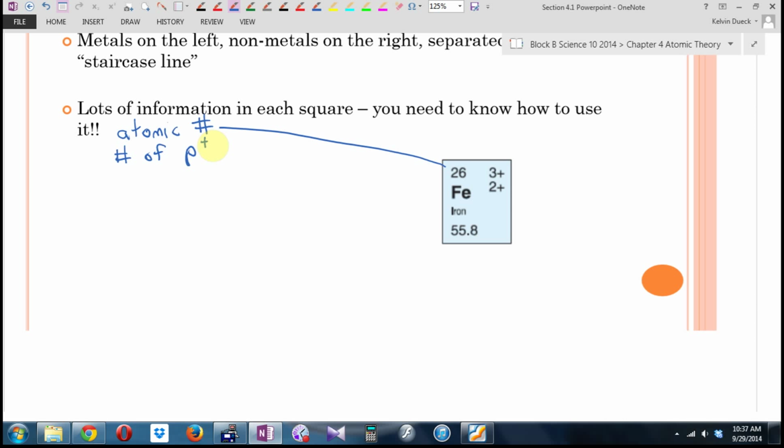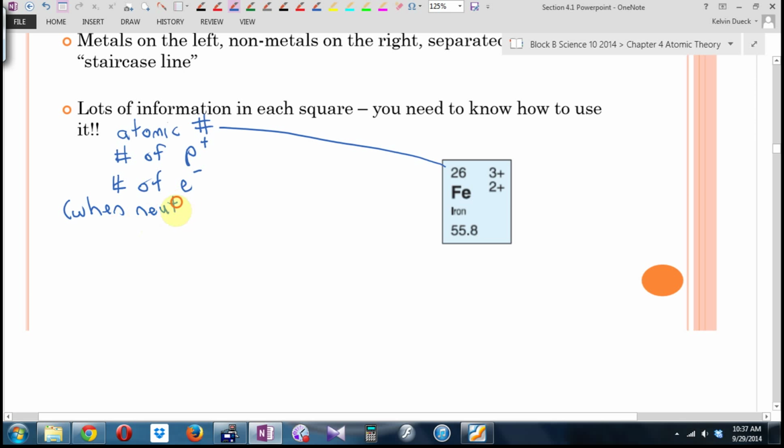There's one more thing. It tells you the number of electrons, but I'm going to put in brackets, when neutral. It doesn't tell you the number of electrons if it's combining with other stuff. Remember the whole ionic bond, atoms share, swap electrons, all that stuff. So it changes.